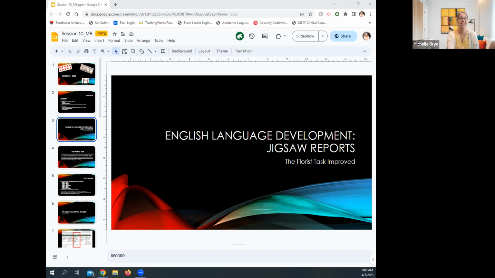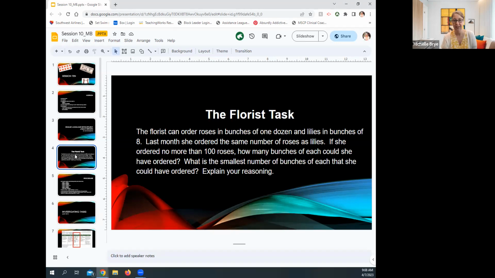And one thing we did is look at a florist task. And just to remind you of what that task looked like, we watched a bad math lesson and it was really short. And the teacher basically got up there and said, read this task to the students, had the students read it and then read this task.